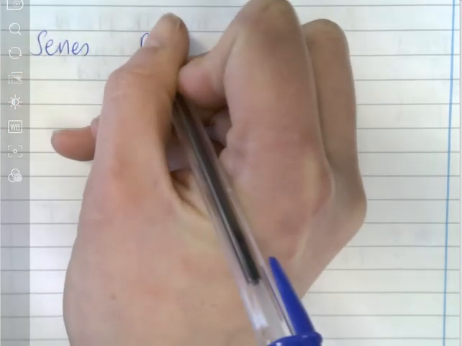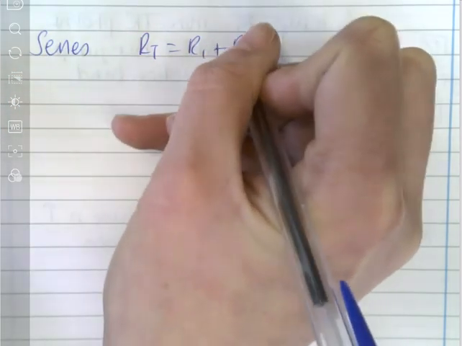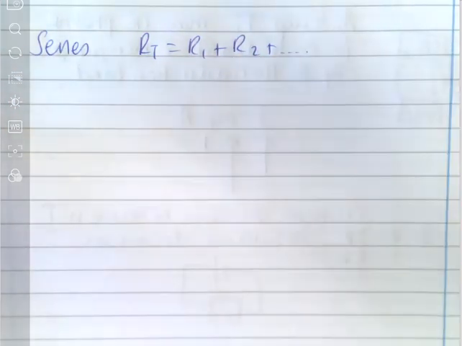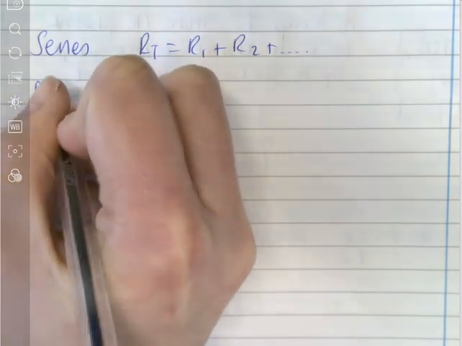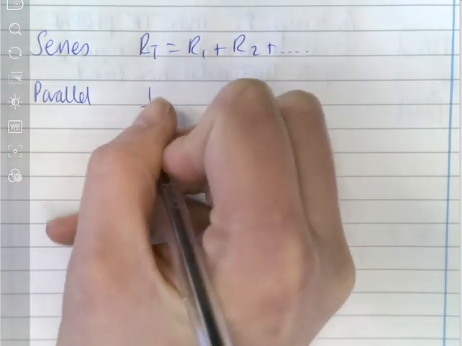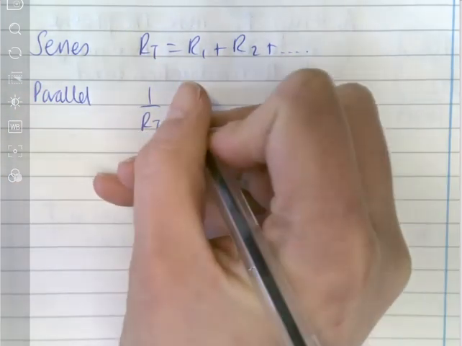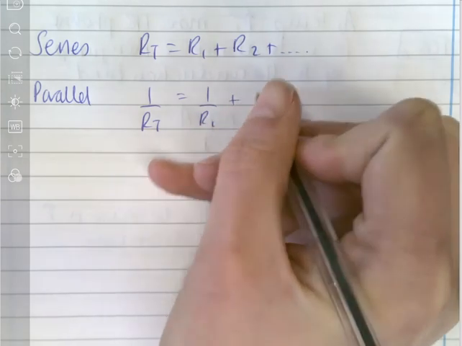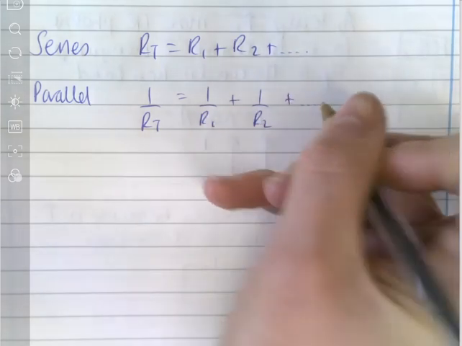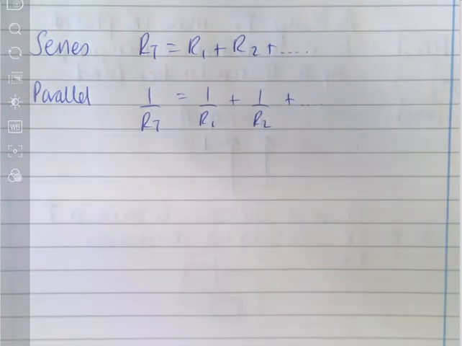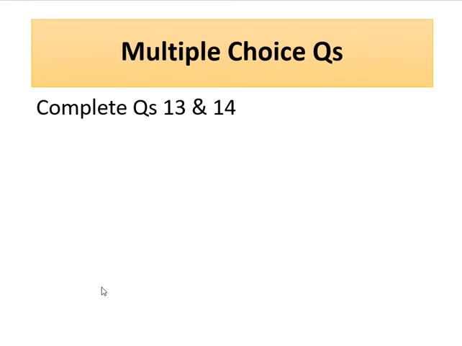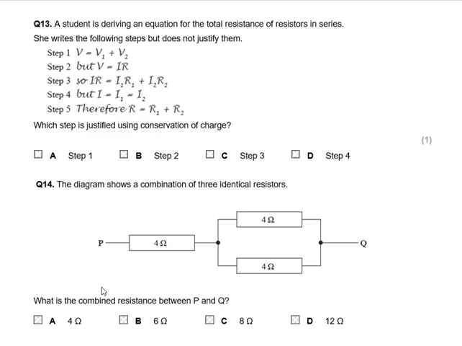Okay, so in series, the total resistance is equal to R1 plus R2. Just add them up. But in parallel, we have 1 over R_T, and don't forget that 1 over, equals 1 over R1 plus 1 over R2, and so on. So we're going to use that now to have a go at 2 multiple choice questions. Here they are. Press pause and then press play when you're ready to go through them.